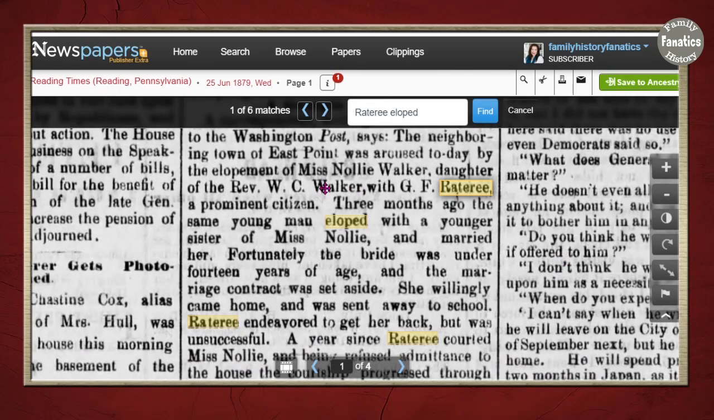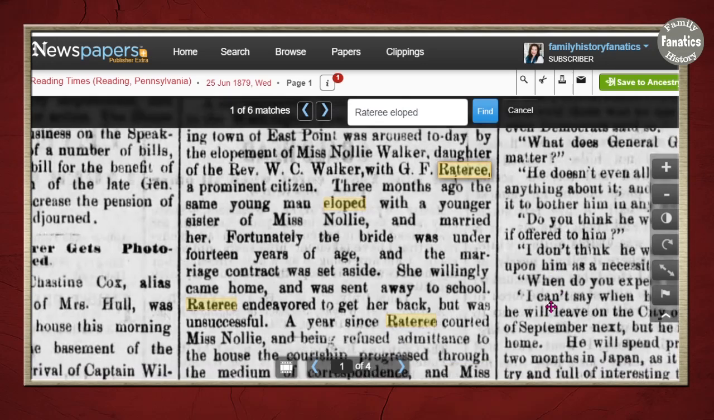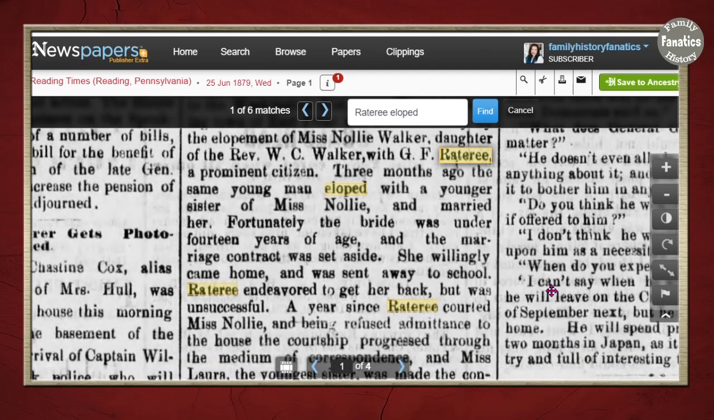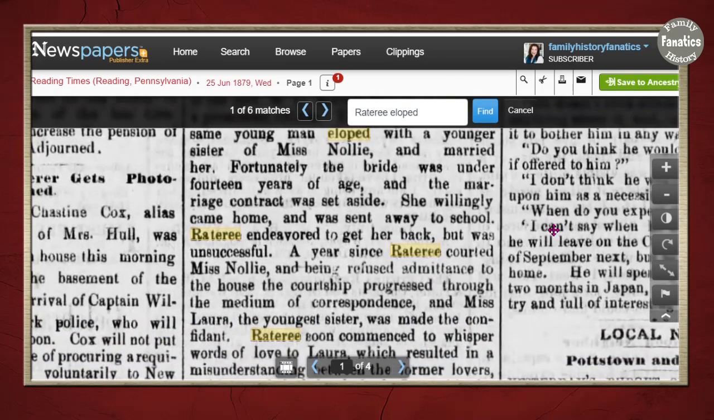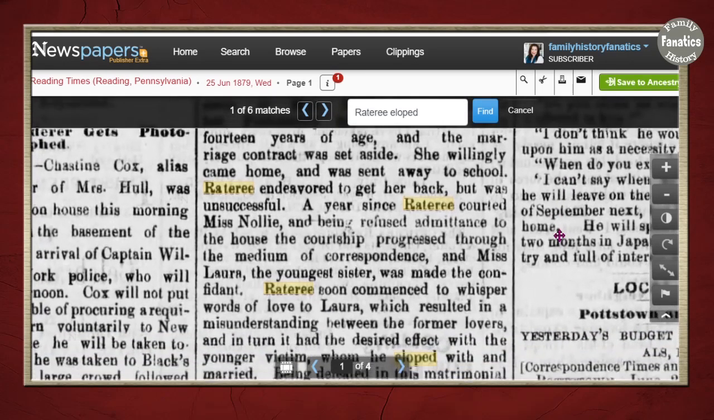There was the elopement of Miss Nolly Walker, daughter of the Reverend W.C. Walker, with G.F. Rattree, a prominent citizen. Three months ago, the same young man eloped with the younger sister of Miss Nolly and married her. Fortunately, the bride was under 14 years of age and the marriage contract was set aside.